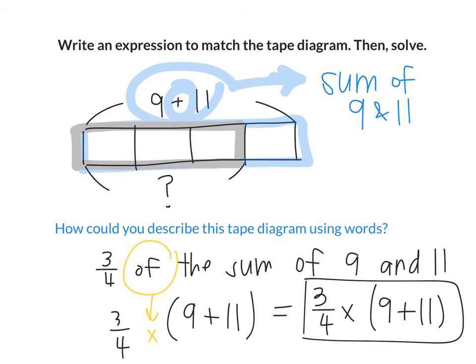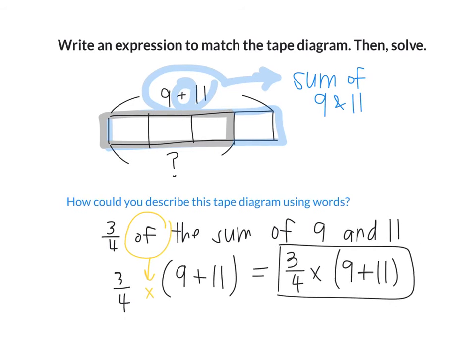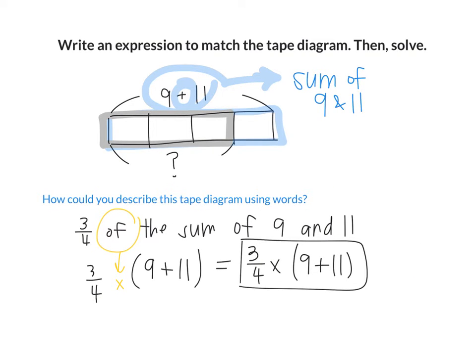Okay, so here is our math expression, but we didn't solve it yet because it says write an expression and then solve it. So let's solve it. In order to solve it, what do we need to do first? Add 9 and 11, which is? So really, we're finding 3/4 times 20.